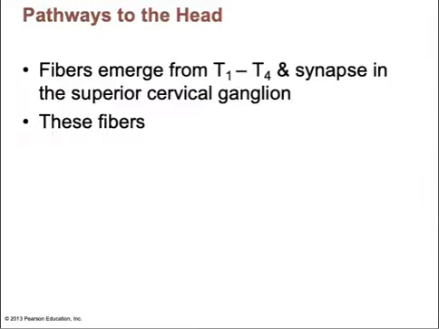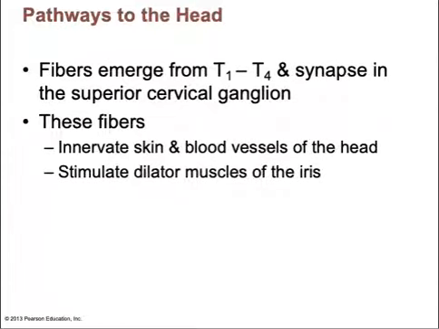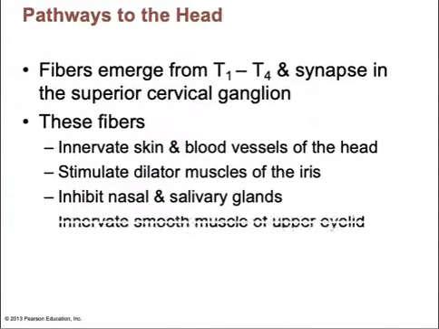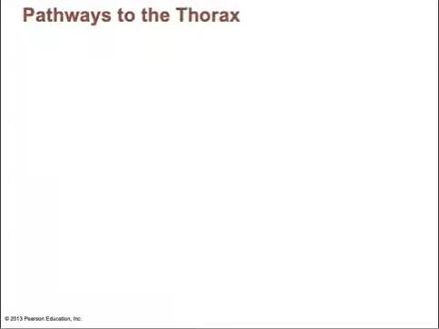Okay. In the head, fibers emerge from T1 through 4 and synapse in superior cervical ganglia, innervating skin and blood vessels in the head, stimulating dilator muscles in the iris, and inhibiting nasal and salivary gland secretion, and innervating smooth muscle in the upper eyelid. And they also branch to the heart.